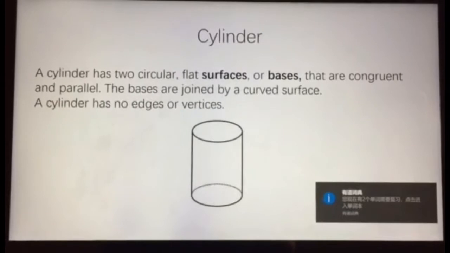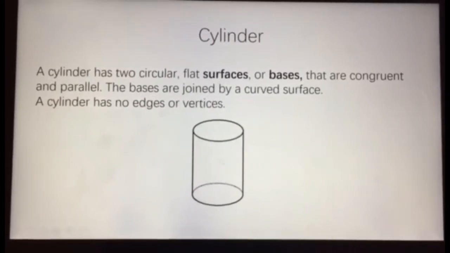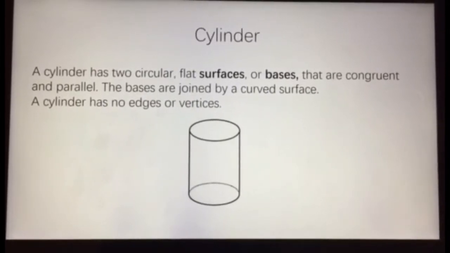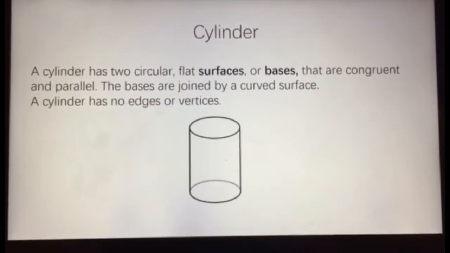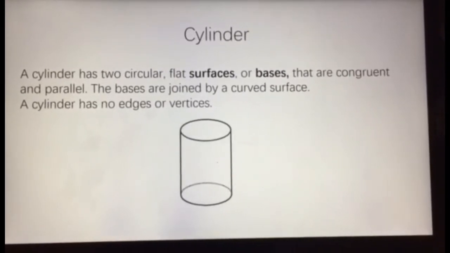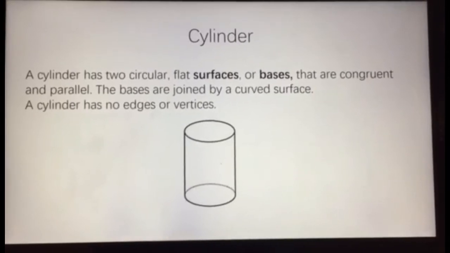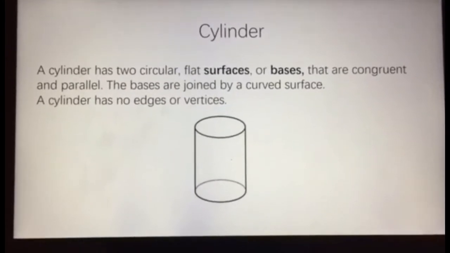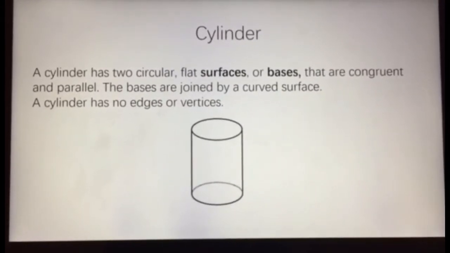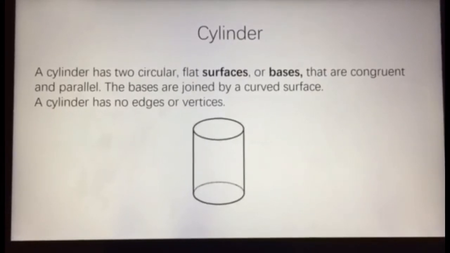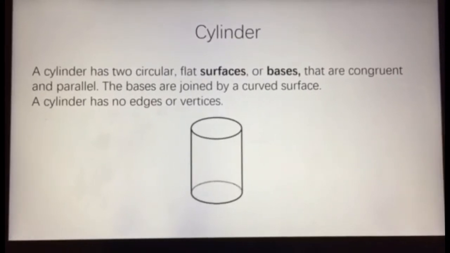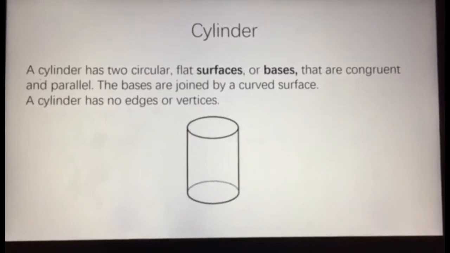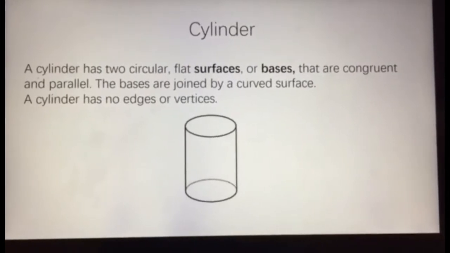First, cylinder. By looking at the picture, it's very easy to get what a cylinder is. We have a lot of items like our water bottles, some of our pencils, and our toilet paper rolls. A lot of items in our lives are in cylinder shapes. It's easy to recognize, but let's use English words to describe it so that we know what we are talking about.